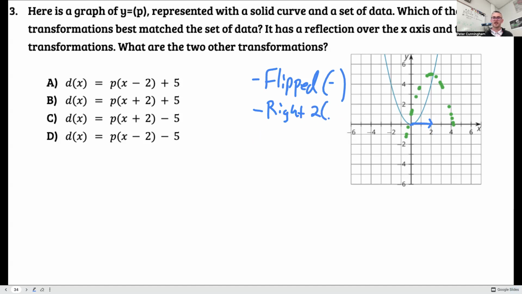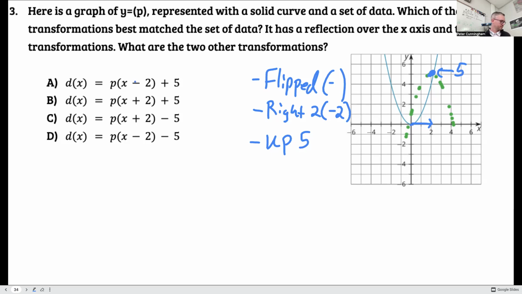How would I accomplish that? I need to subtract 2 on the inside, and then this vertex is at 5, so it went up 5. Okay, so I know there's multiple choice options, but they're all going to look good for a different reason. So I like to write this down so I know that I'm looking for a negative out in front. Do I have any options with negatives out in front?